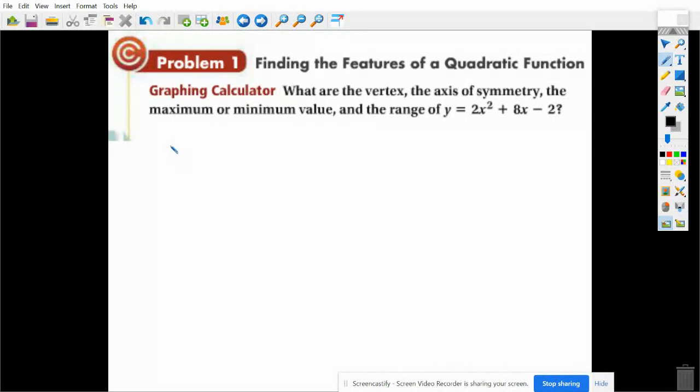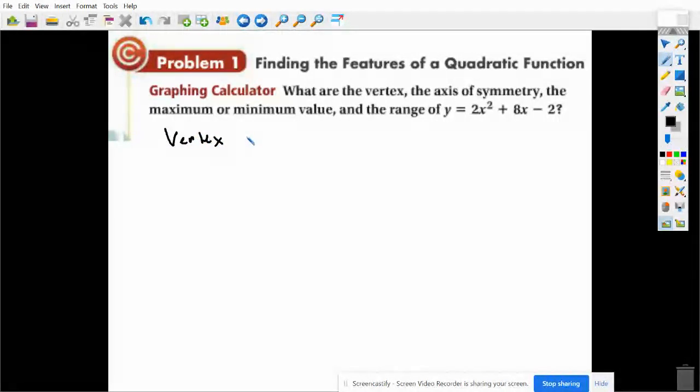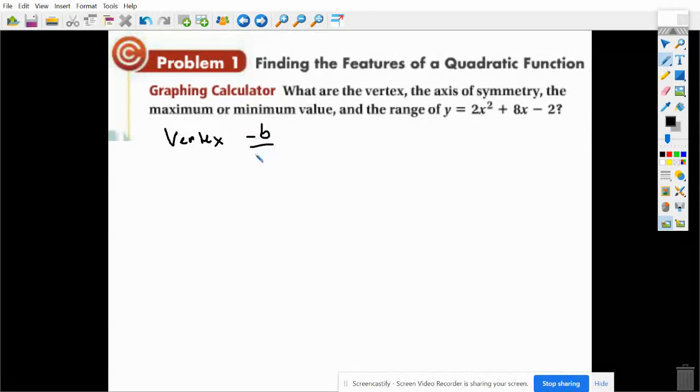Okay, so vertex, I'm going to find by using the formula negative b over 2 times a. Okay, so what am I talking about when I say negative b? B is the number in front of the x value. So it'll be negative 8 over 2 times a. A is the number in front of the x squared. Always, always, always in front of the x squared. So 2 times 2. So I'd have a negative 8 over 4, which is negative 2.